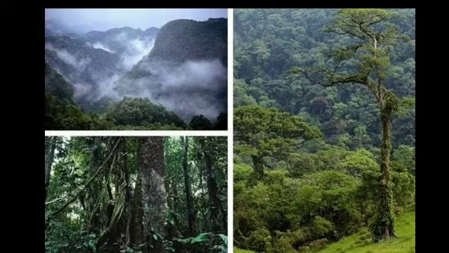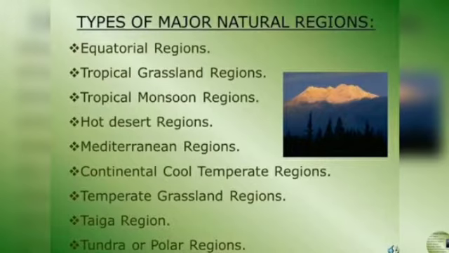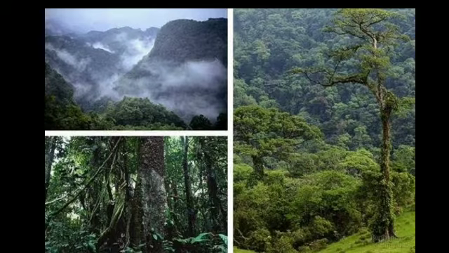Now see students, the regions which we have already learned, that is grassland region, equatorial region, hot desert region, taiga region, tundra region. So it is from the equator to the poles. We have learned about the temperature, the location and extent, and the natural vegetation of those regions.